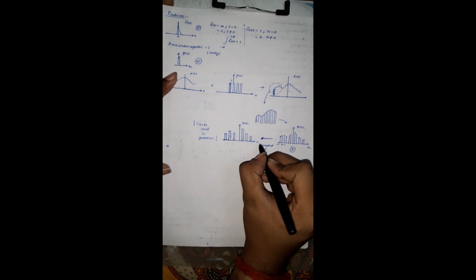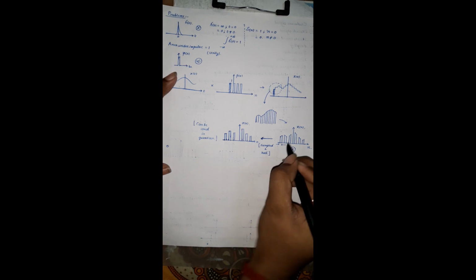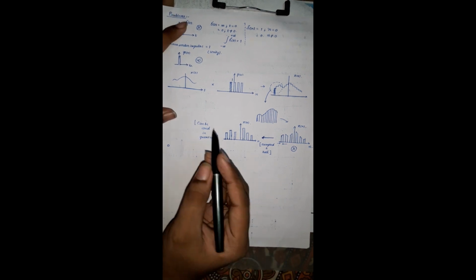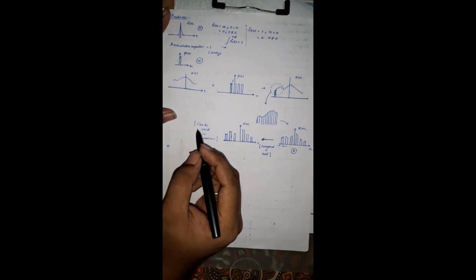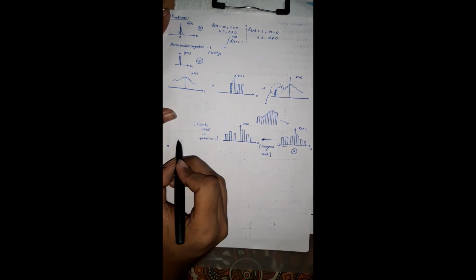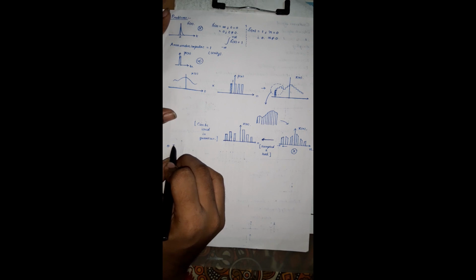That's why the samples produced by this circuit are called flat top samples. To perform flat top sampling, we need the sample and hold circuit. So from here we have also understood that there are three types of sampling that can happen. One is impulse sampling.